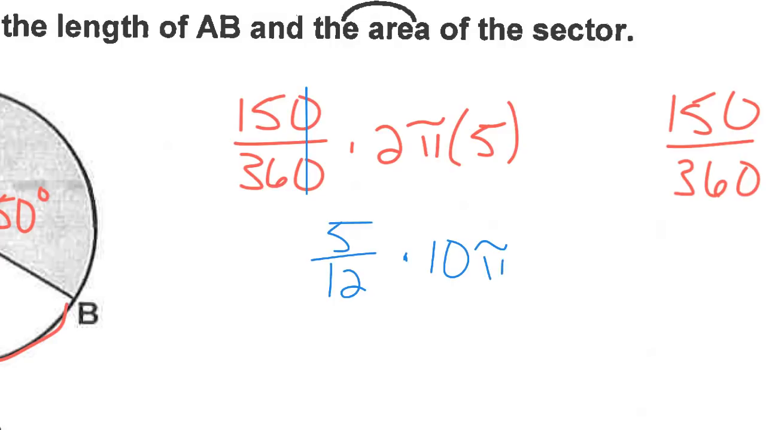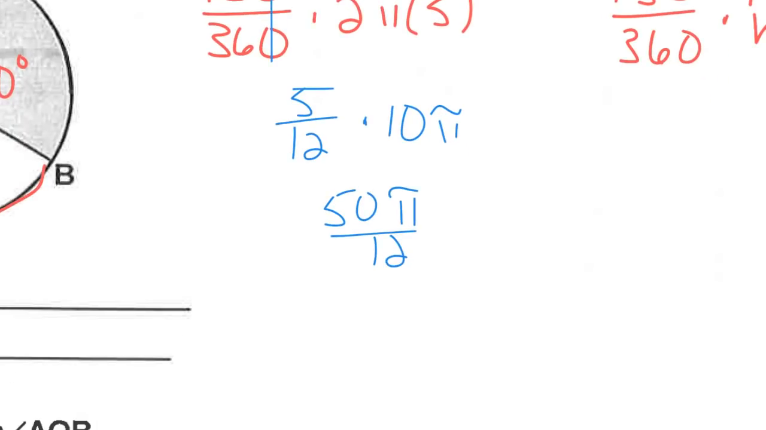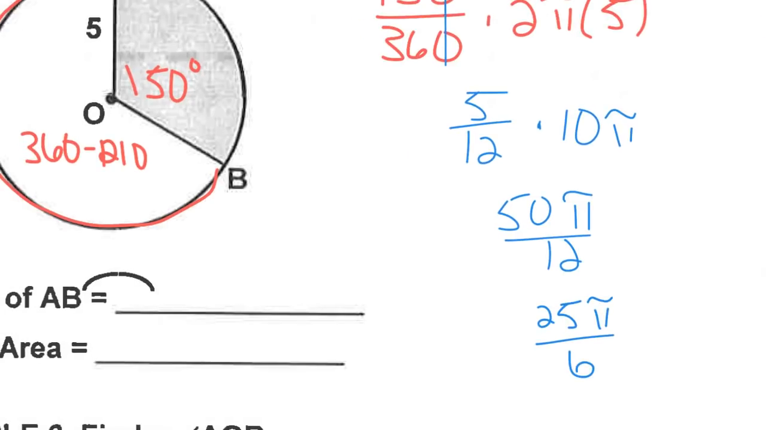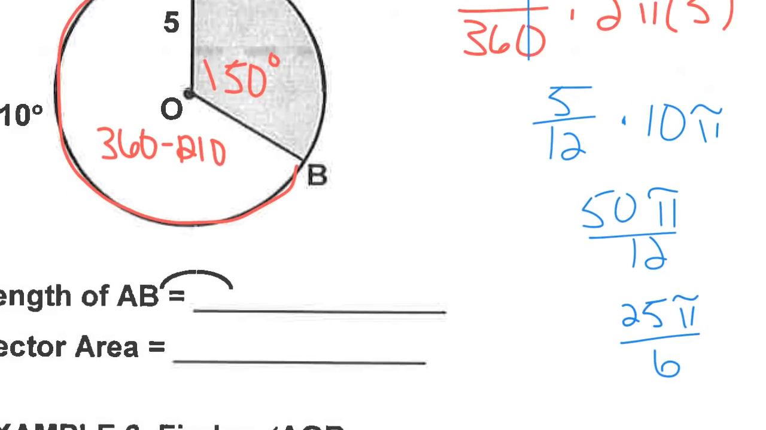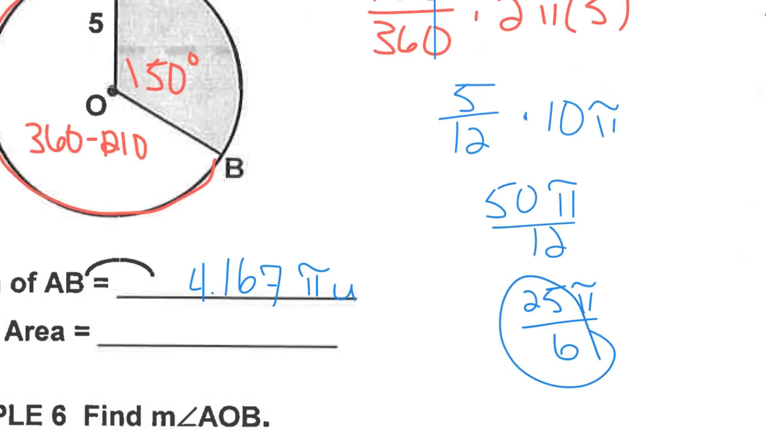The 10 times 5 would give me 50 pi over 12. And then I could take a 2 out of both and get 25 pi over 6, which is a good way to do it because that is the exact answer. I went ahead and rounded a little bit, and I got 4.167, and I left pi units. So I just put the 25 over 6.